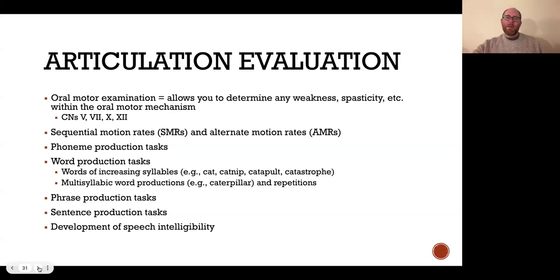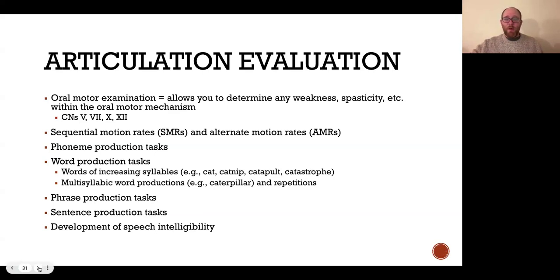That allows you right off the bat to determine if you see any weakness, facial drooping, tongue deviation to the side, velar elevation on one side versus the other, spasticity, muscle tightness, etc. So, smile, pucker, stick out your tongue, lateralize the tongue to the sides, elevate it, lower it, puff out the cheeks, things like that. This can also help you narrow in on what cranial nerves might be impaired.